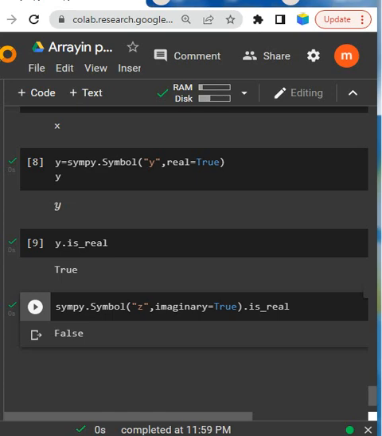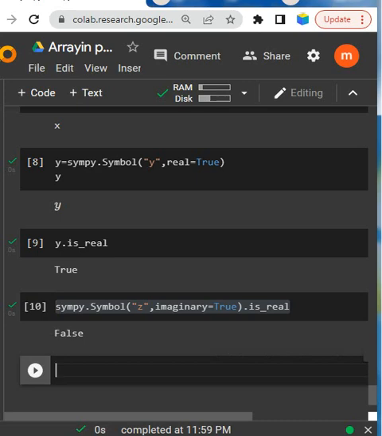Okay, so we can easily create it like this. Is odd, is even, is prime, is finite, is infinite. So this is how it looks. So this is a way. So let's try.